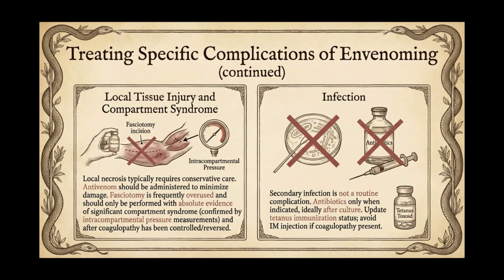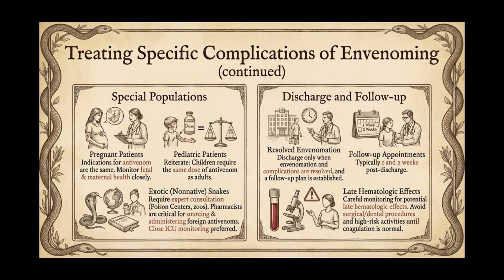Patients should be advised to avoid surgical or dental procedures and activities with high risk until their coagulation parameters have normalized and remain stable. Serum sickness is a delayed hypersensitivity reaction that can occur after the administration of antivenom. Symptoms of serum sickness can generally be managed with oral prednisone, which should be tapered over a period of 2 to 3 weeks, and with oral H1 receptor antagonists. These treatments are usually administered on an outpatient basis.